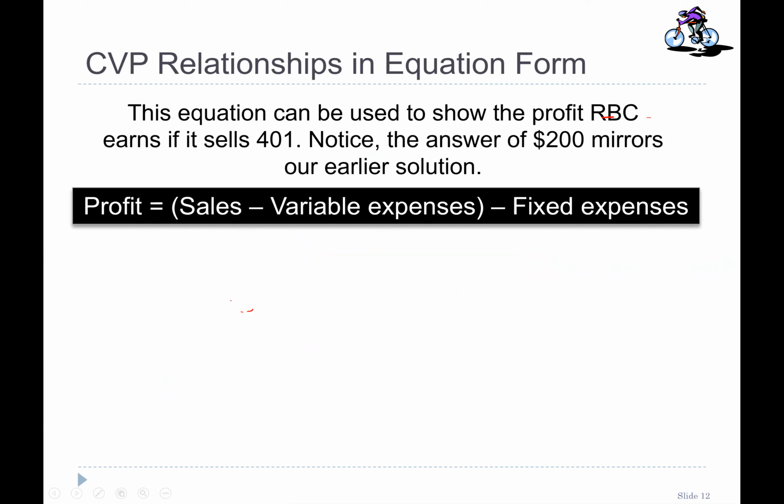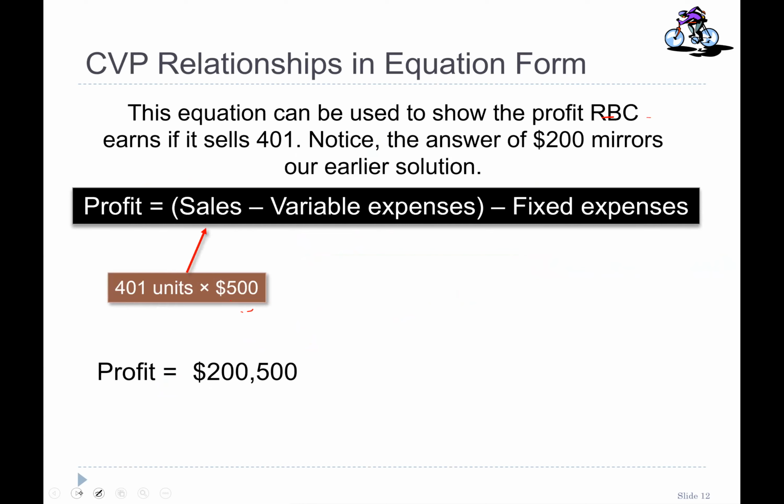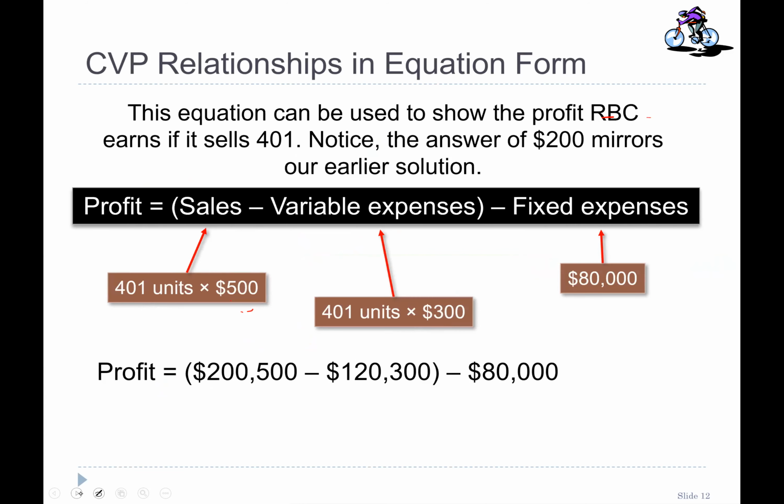So if we put the values here, see, total sales are 401 multiplied by 500. 300 multiplied by 401 is our variable cost, and then our fixed cost is 80,000. So you see here, our profit is exactly equal to our contribution margin.